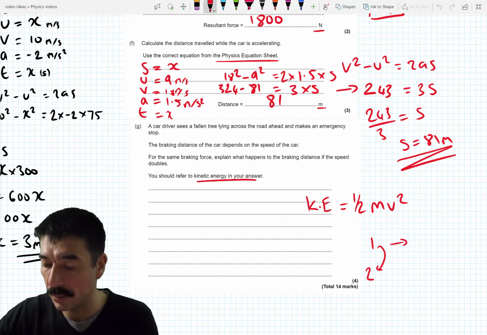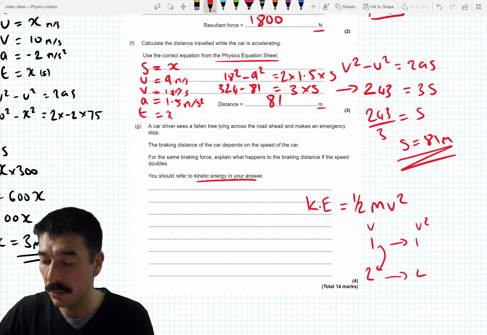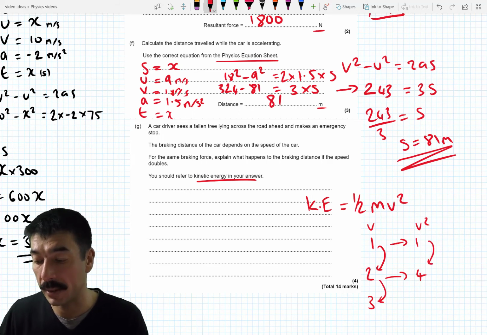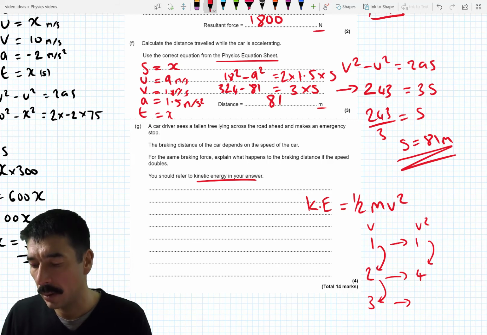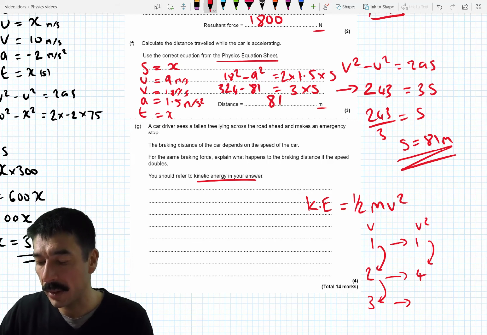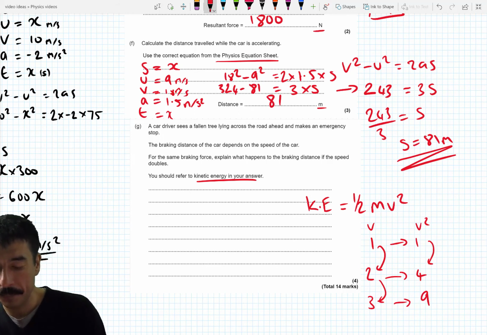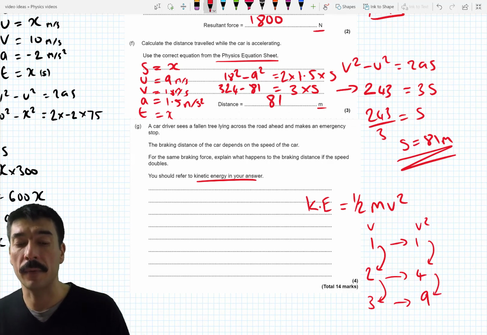Let's just have a look at this. If the velocity squared is 1, no problem. But doubling it gets you 2 squared, which is 4. In fact, if you triple it, you don't triple the kinetic energy. What do you do to it? Well, 3 times 3 is 9. So the kinetic energy is going to increase with the square of the velocity.